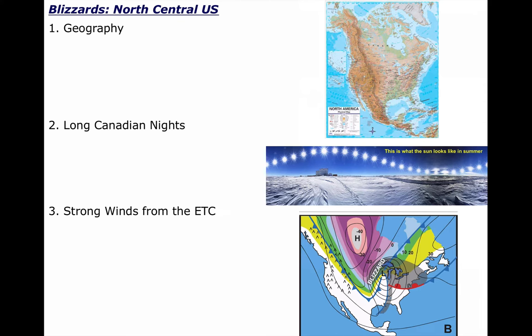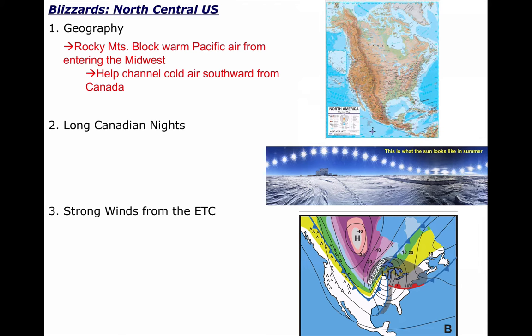All right, what does it take to get us a blizzard? Let's walk through this. We're going to focus on blizzards in the north central United States because that is the place across the U.S. that has the most frequent blizzards. It all boils down to geography. When it comes to geography, it's about the mountains and the cold Canadian air. You see, the Rocky Mountains are large. They stick up high into the atmosphere, and they block warm, moist air from the Pacific Ocean.